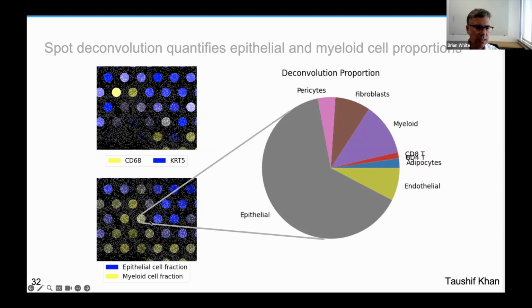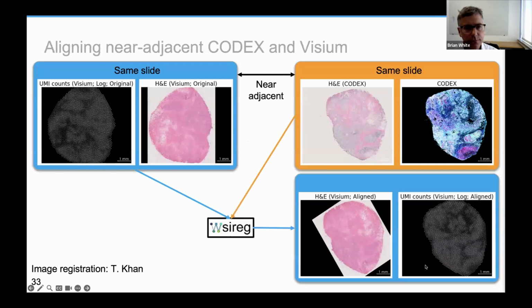So if we look into one of these green spots that we noted previously that we speculated had both myeloid and epithelial cells, we can indeed see that and quantify that. So this greenish spot has maybe 60% tumor cells and maybe 15 to 20% myeloid cells.